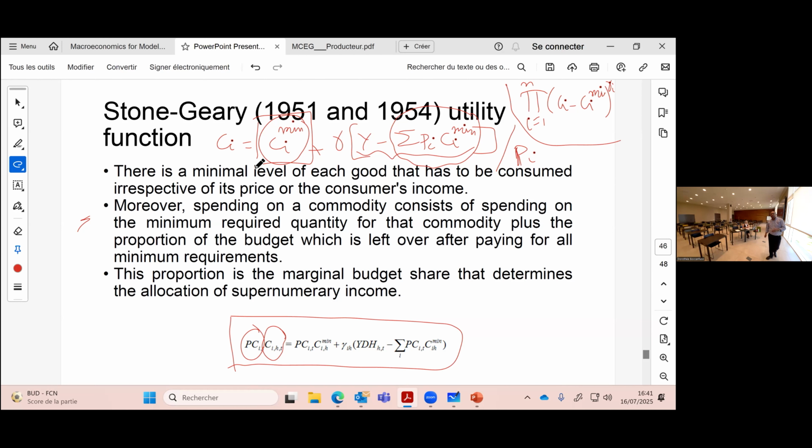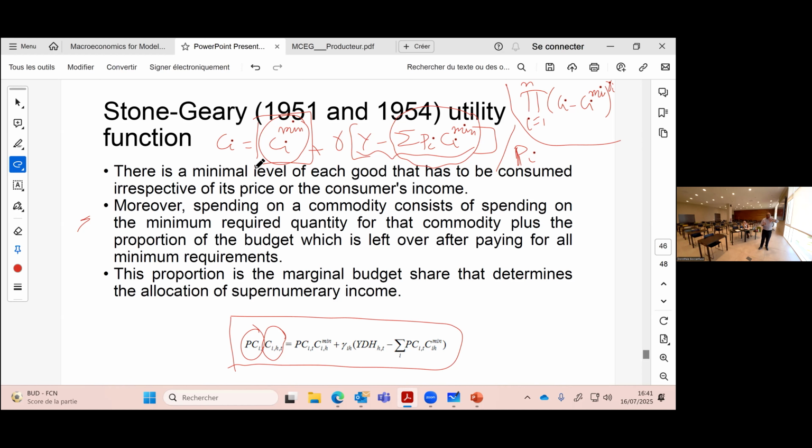This is why generally, in the papers you have to read, the authors use a Cobb-Douglas in the production side or a Cobb-Douglas in the utility side, only because we need a parameter and we cannot calibrate them in that situation.